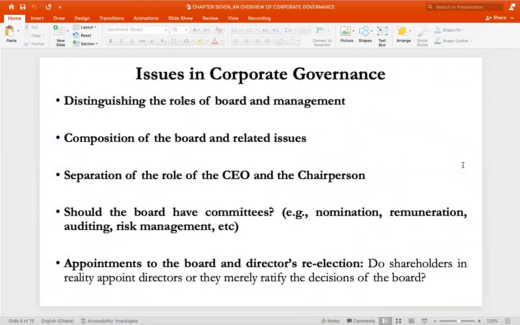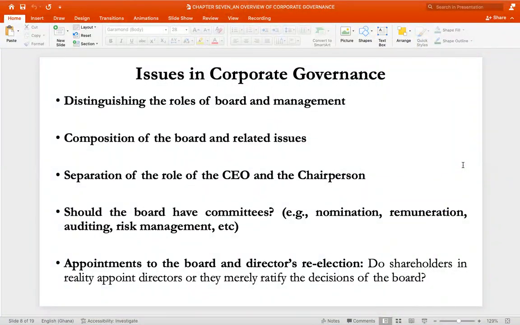So we come to the other issue in corporate governance. Should the board have committees? Others are of the view that the committees will come with extra costs. Others are also of the view that having committees makes the work of a board more efficient. And so that's the other issue of concern in corporate governance. Some of the committees might include the nomination committee, and committees are also a major topic, I think chapter 8, that we'll be dealing with, all right?